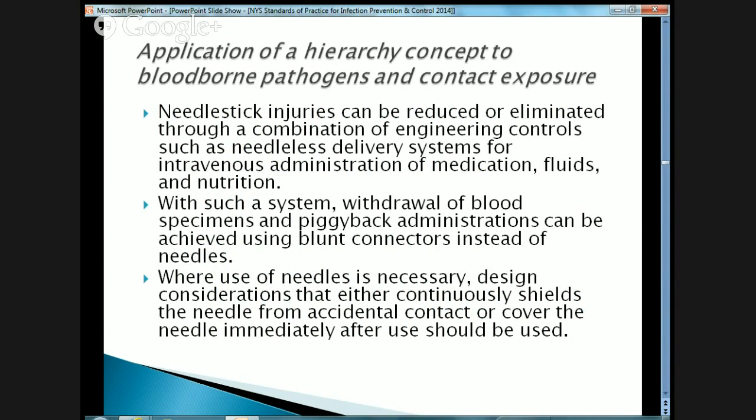Needle sticks can be reduced or eliminated through using engineering controls. That may be a neutral zone, just having it there, or there are some devices which will hold the cap of the needle so you're not using your hands. We actually have those here at Vassar, and we also have withdrawing systems that are needleless now. So that's to get away from the use of needles.